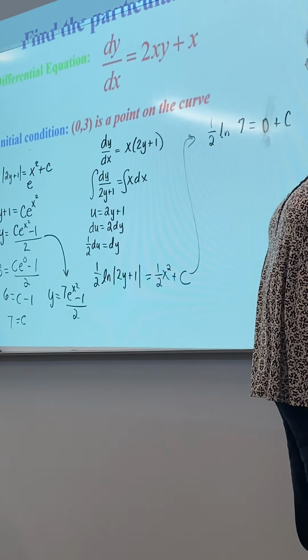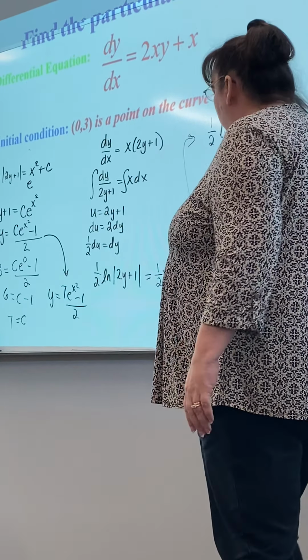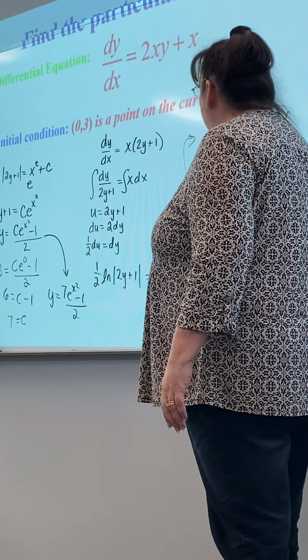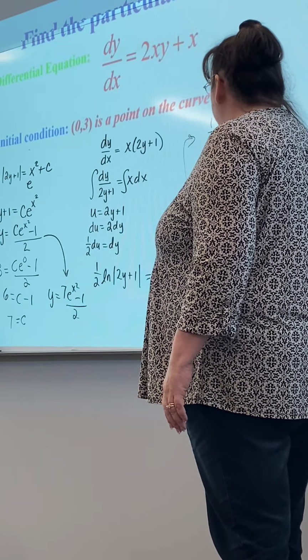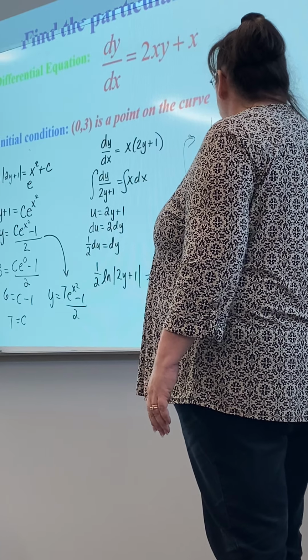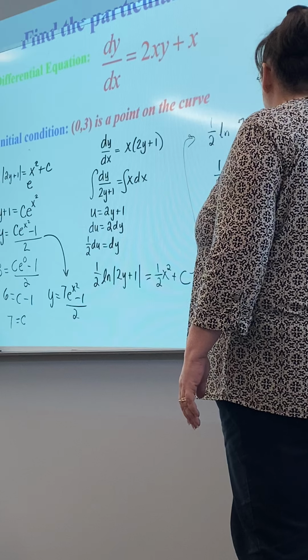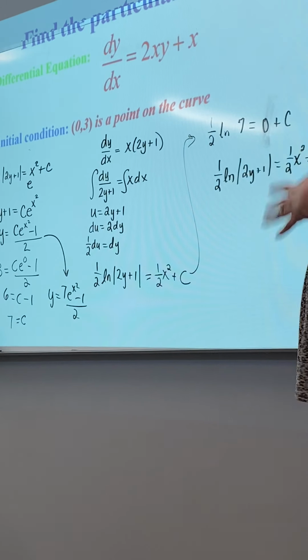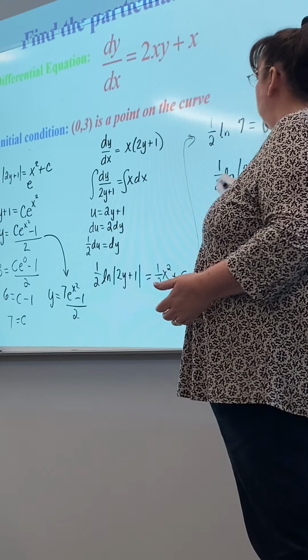Are we okay with that, right here? Because that's 0. So I go right back to where I was and say my equation is 1/2 natural log of 2y plus 1 equals 1/2 x squared plus 1/2 natural log of 7. I haven't solved it for y yet, but I multiply everything times 2.